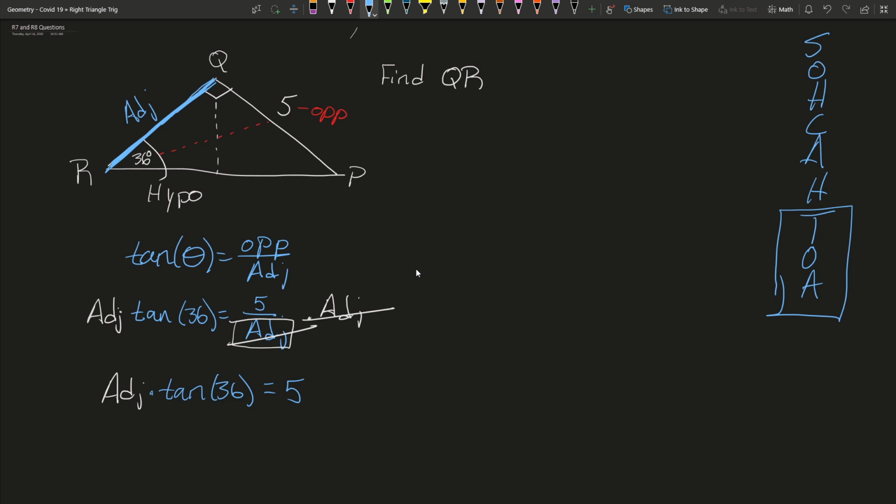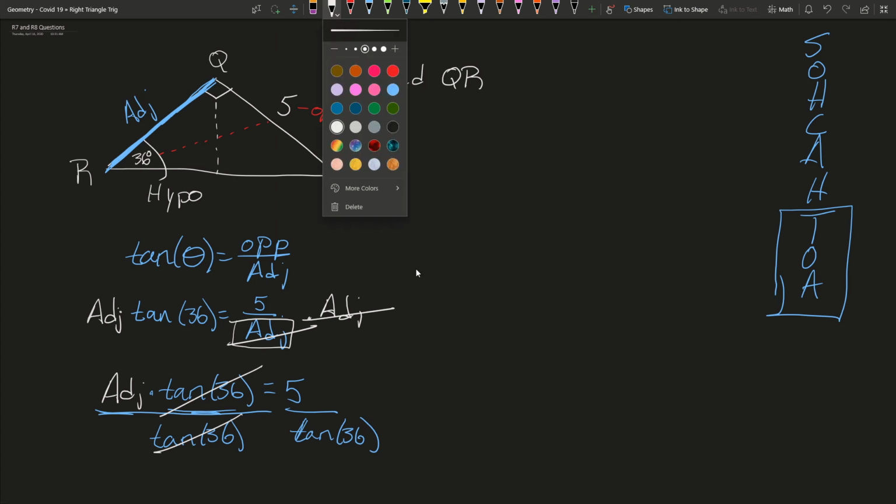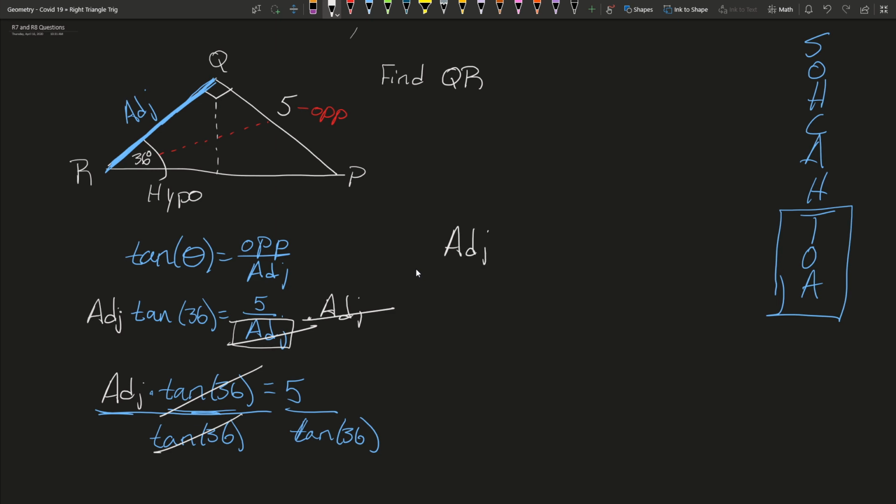Okay, so in order to get the adjacent side by itself, we have the adjacent times something. So in order to get rid of that other something, we have to divide. So if we divide both sides by tangent of 36, we end up canceling it out because on the left-hand side, again, those are common factors, so they cancel. So we're left with the adjacent is equal to 5 divided by the tangent of 36.